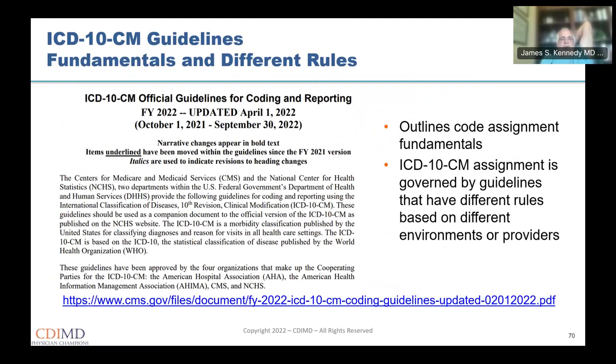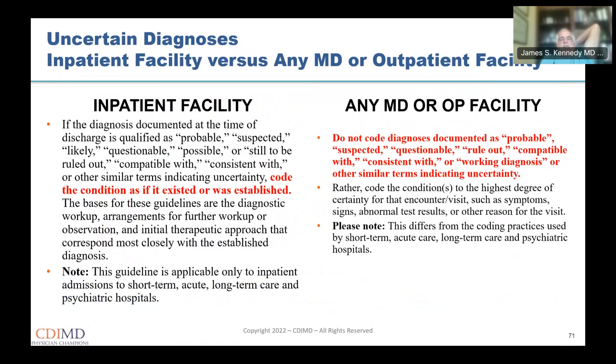As I mentioned before, you do need to be familiar with the guidelines for diagnoses, because the guidelines will have different rules for hospitals as opposed to providers. For example, in the guidelines for a hospital, inpatient hospital, we can code an uncertain diagnosis documented at the time of discharge. Again, key, documented at the time of discharge. This means discharge order, discharge note, or discharge summary. Not the H&P, not the progress note. Discharge summary, discharge note, discharge order.